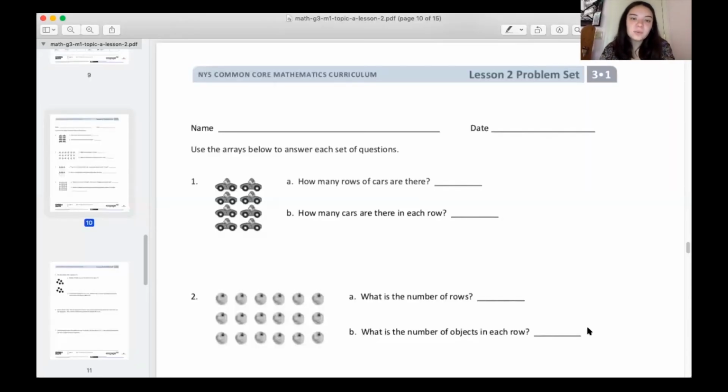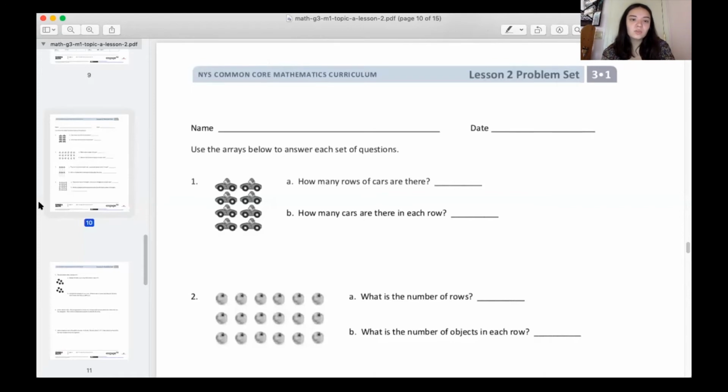So use the erase below to answer each set of questions. You can go ahead and just keep working with your whiteboards. We're gonna do the first couple together, and then I'm gonna set you loose and you can work on 3, 4, and 5 by yourselves, and then I'll go over all of them with you.